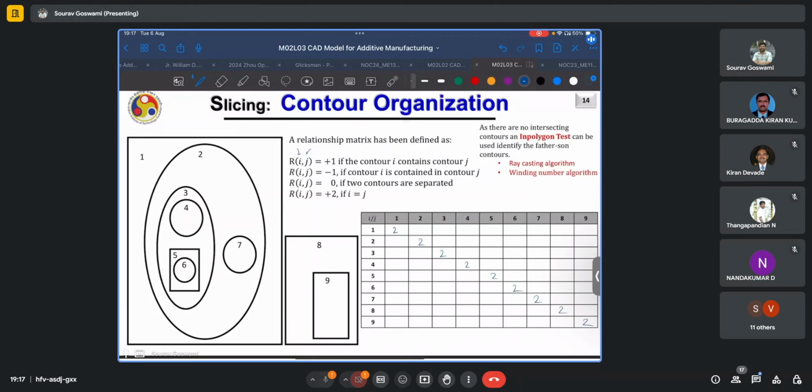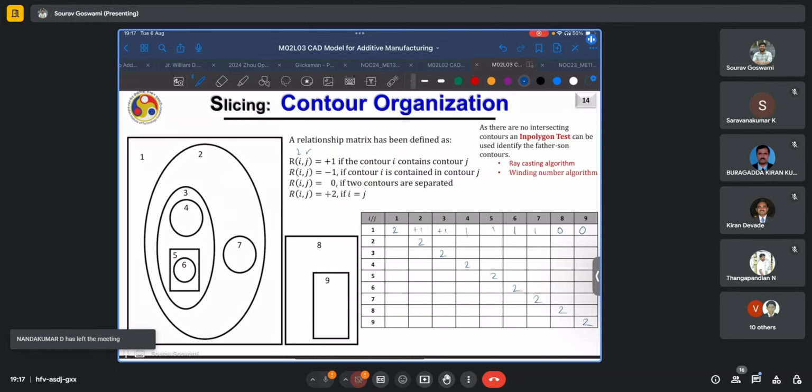Now we are looking at R12. Now contour 1 contains contour 2. So this is plus 1. Contour 1 contains contour 3 again, 4, 5 and 6, 7. 8 and 9 are 0 because they are separated.